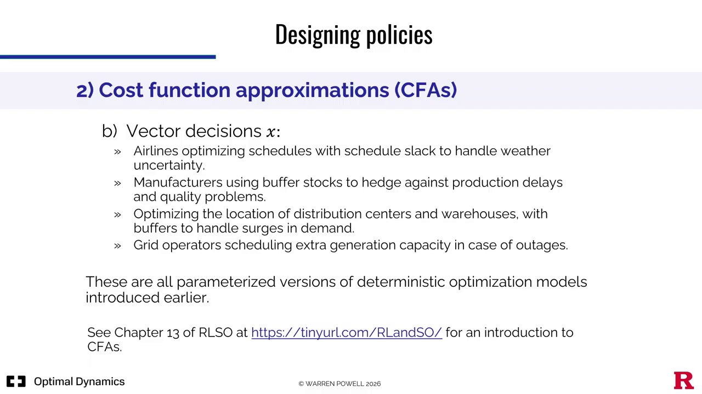Cost function approximations are widely used in industry in an ad hoc way. So airlines optimize schedules and they put in buffer for schedule slack for weather delays. Manufacturers have buffer stocks. I stumbled across this watching grid operators planning for tomorrow, and they have the uncertainty of generators failing. So they always have to schedule extra generation capacity in case of outages. This is a very powerful method. You won't find it in any book other than mine. And chapter 13 of my big book, which I'll review at the very end of the series, is dedicated to cost function approximations.